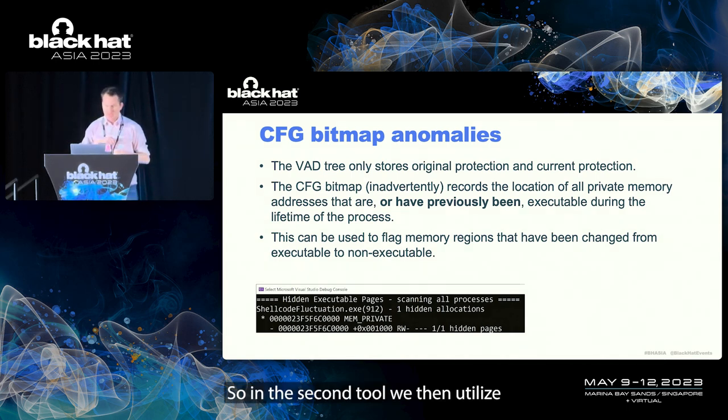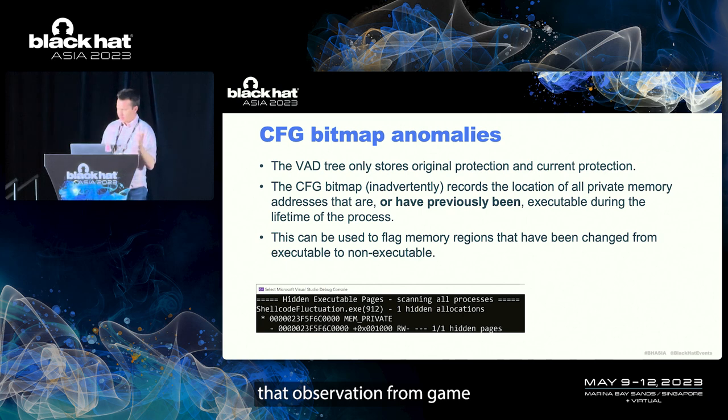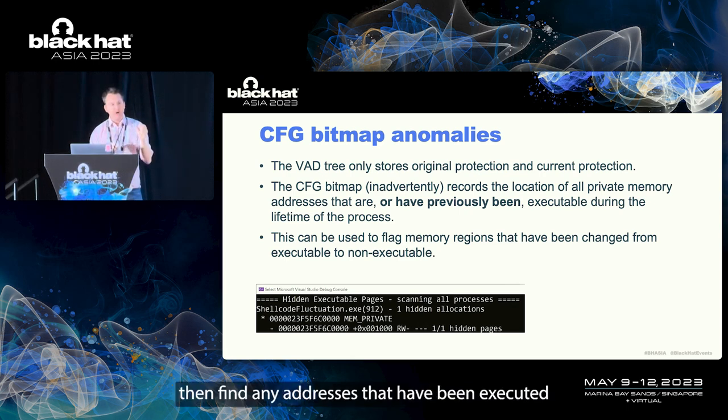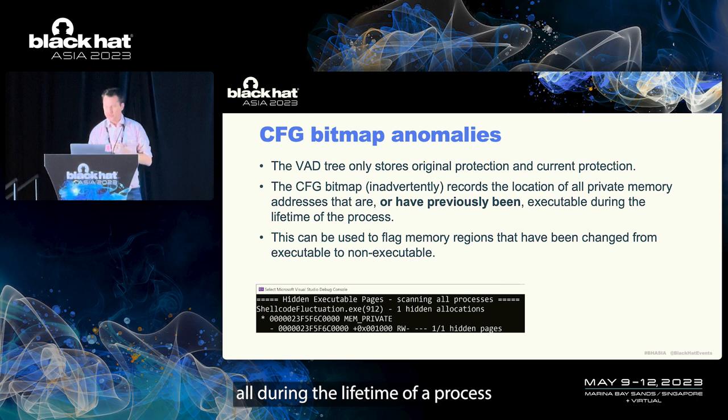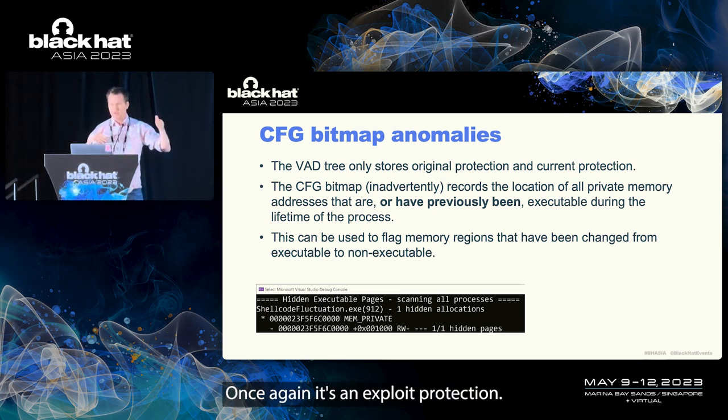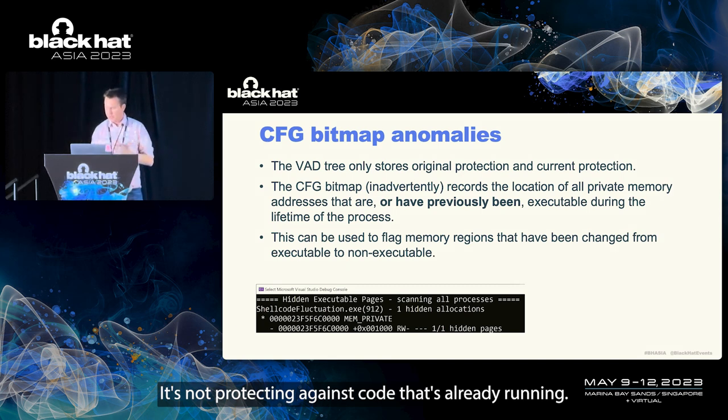So in the second tool, we then utilize that observation from Gabe that the CFG bitmap is not updated when non-image memory is toggled, and we can then find any addresses that have been executable during the lifetime of a process. We just need to find the CFG bitmap. It's not documented where it lives, but it's quite easy once you've got execution to know where it is. Once again, it's an exploit protection. It's not protecting against code that's already running.